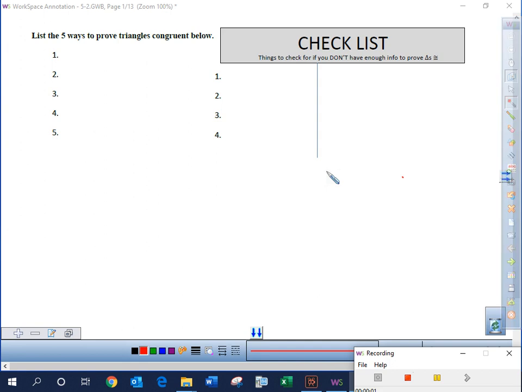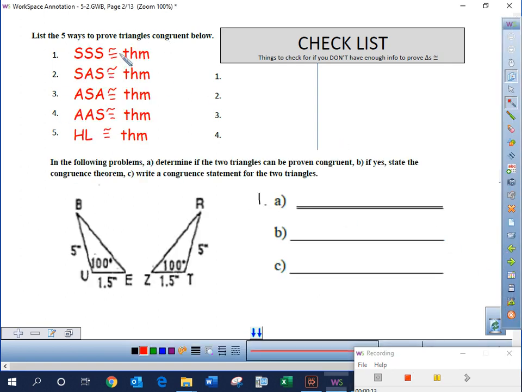Alright guys, we're still dealing with trying to see if we have congruent triangles or not, but today we might not be given all the information we need. So we've got the 5 ways to prove triangles congruent. Again, we're still practicing those. Let's get those written down. That's your side, side, side, side, angle, side, angle, side, angle, and hypotenuse leg, all with congruence theorem.